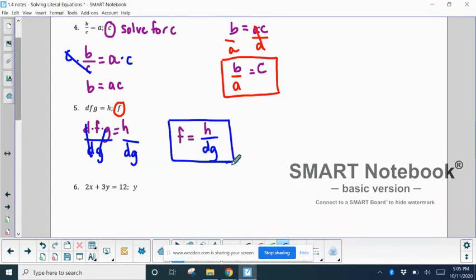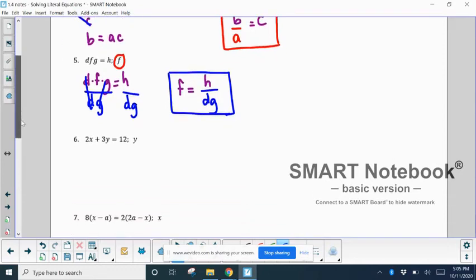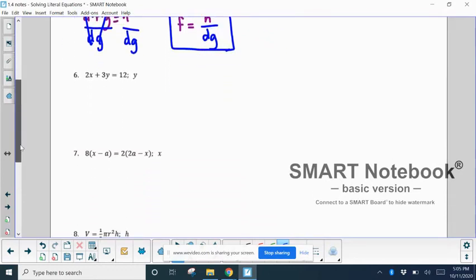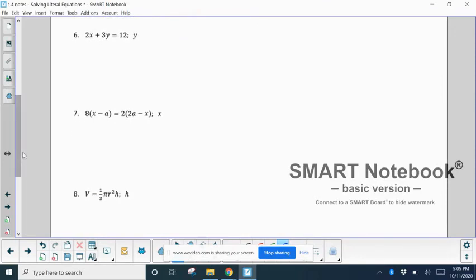So hopefully you were able to come up with F equals H divided by DG. So since it was D times F times G, and I wanted to get rid of everything around the F, I divided by D and G to get those to go away. Okay. So let's take a look at number 6, and then I think you can probably try the rest on your own. So number 6 says 2x plus 3y equals 12.